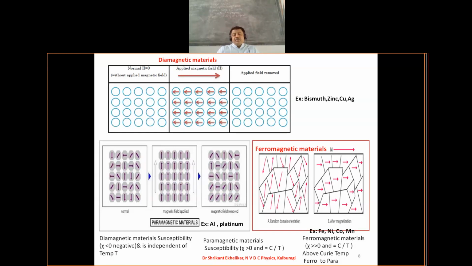There is one particular point called the Curie temperature. Above the Curie temperature, the ferromagnetic material becomes paramagnetic. So this transition temperature is called the Curie temperature. This is the basic characteristic of ferromagnetic materials.